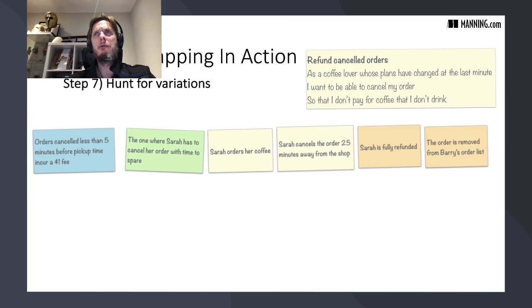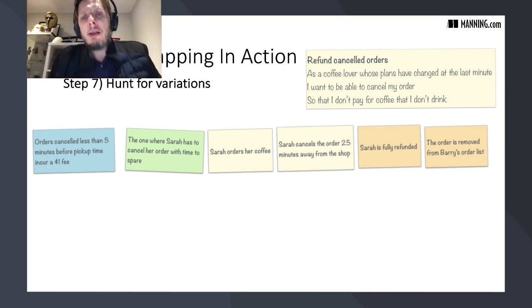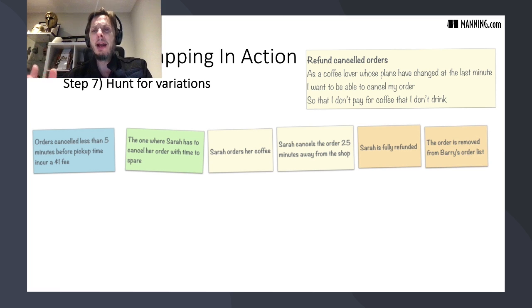Then what we do is we look for variations. So feature mapping is all about looking for variations. And one of the really nice things that people say about feature mapping is that using the steps allows you to look at each step and say, well, what else could happen here? What other outcomes could happen? What variations could there be? What else could go wrong?